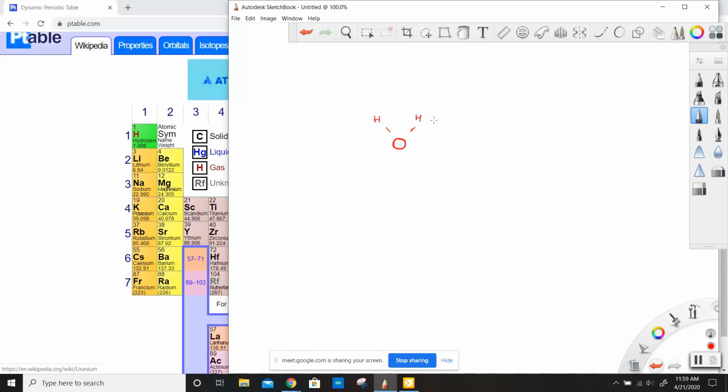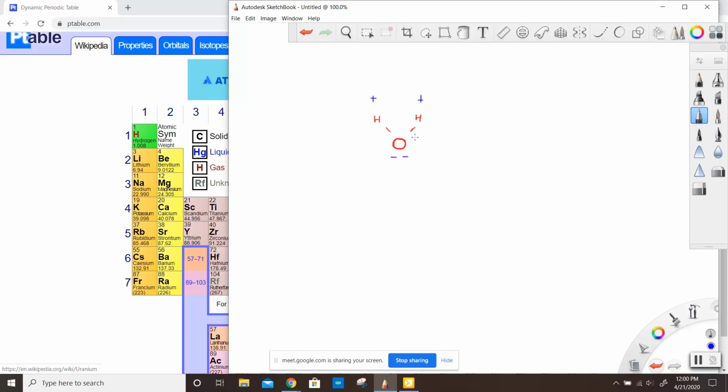But since oxygen is so greedy, most of the time the negative charge of the electrons is spent over here on the oxygen. So it's a little bit more negative on this side and a little bit more positive on this side, because the hydrogens don't get their electrons as often as the oxygen does. This is what makes water such a good solvent. It's called a polar molecule.